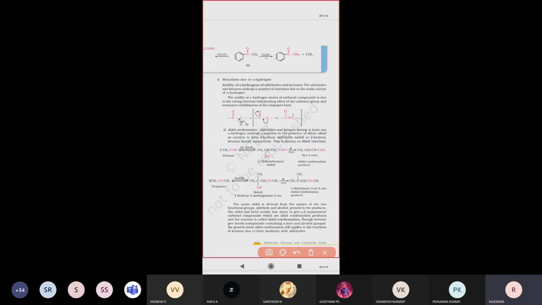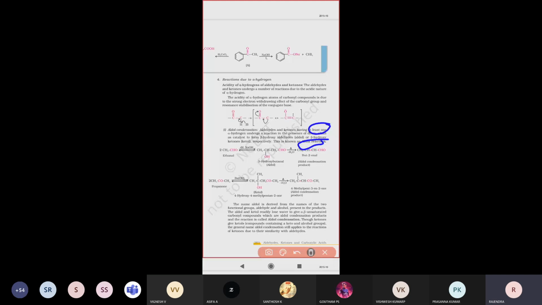So for aldol condensation, at least one alpha hydrogen atom must be present, in the presence of a base. Alkali is nothing but a base, which must be present. The reaction takes place in the presence of alkali, which stands for base.